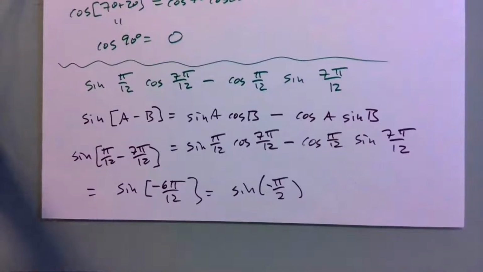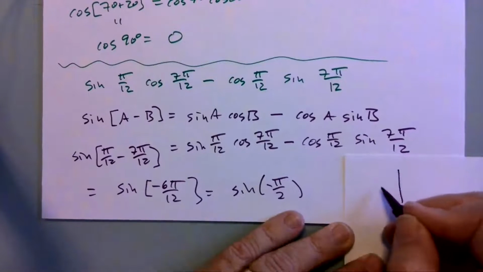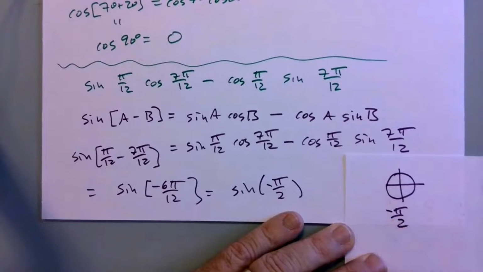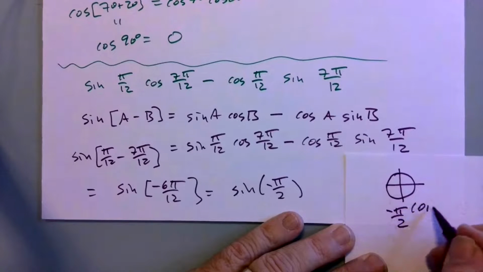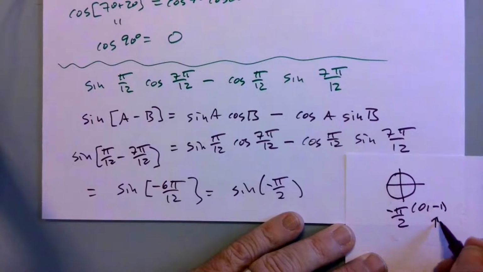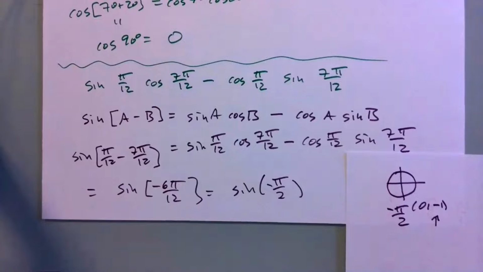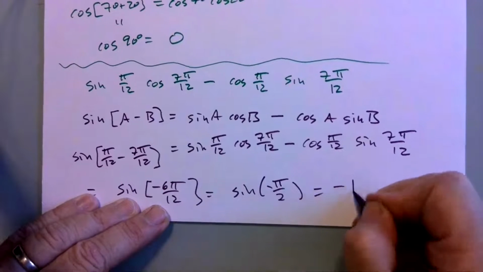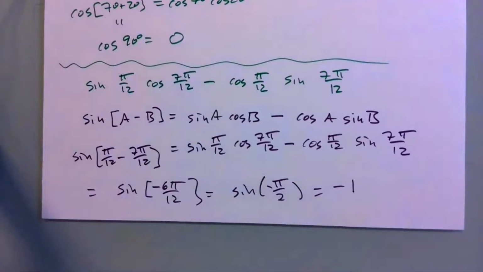And what is that? Let's look at our unit circle for that. Sine of negative pi over 2. Negative pi over 2 is down here. The x value is 0. The y value is negative 1. Sine is the y value. So my answer for the sine of negative pi over 2 is negative 1. Okay. All right. Let's take a look at an identity I want to prove.